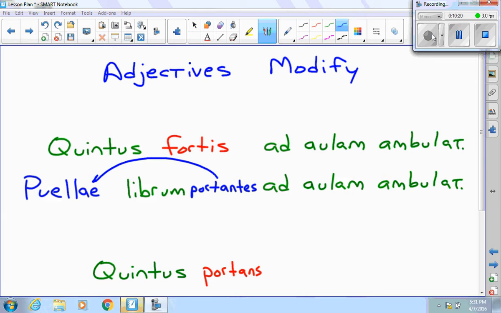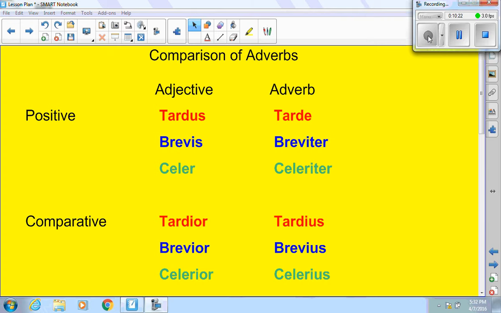That's probably not going to happen. Our comparisons of adverbs is also very important. I gave you a list kind of like this in class, but I want to go over it one more time. You have the positive forms of an adjective, like tardis, brevis, and celer.